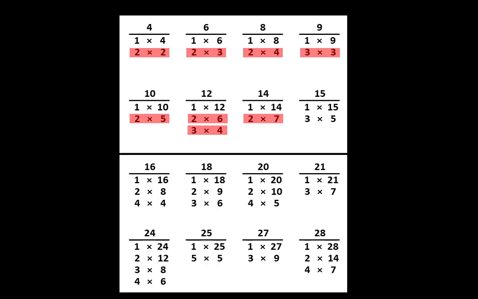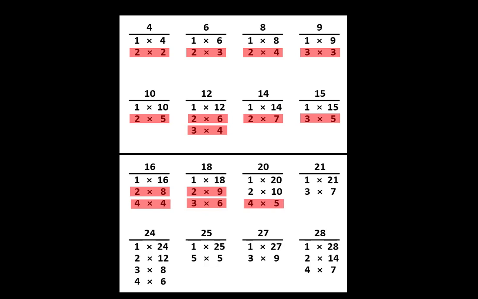2 times 7, which is equal to 14. 3 times 5, which is equal to 15. 2 times 8, which is equal to 16. And 4 times 4, which is also equal to 16. 2 times 9, which is equal to 18. And 3 times 6, which is also equal to 18.